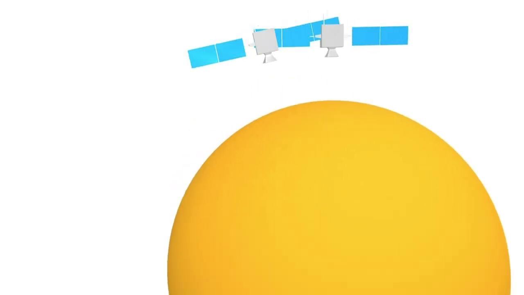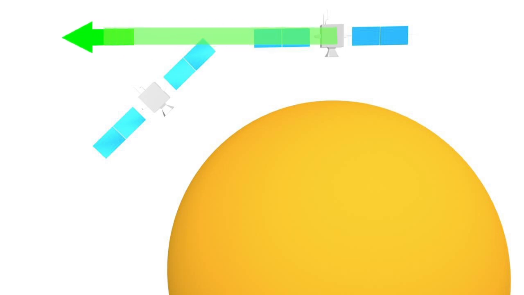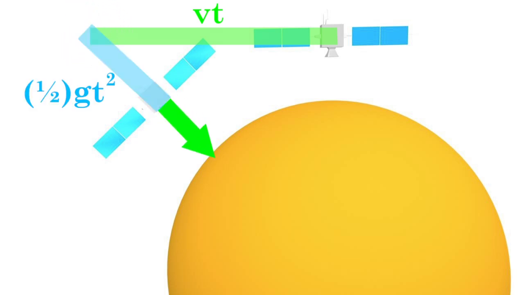After an instant in time, the orbital velocity of the satellite moves at a distance equal to v times t, or the orbital velocity times time. During the same instant of time, gravity has pulled it towards the center of the planet, a distance of 1/2 g times t squared, where g is the acceleration of gravity on the planet.